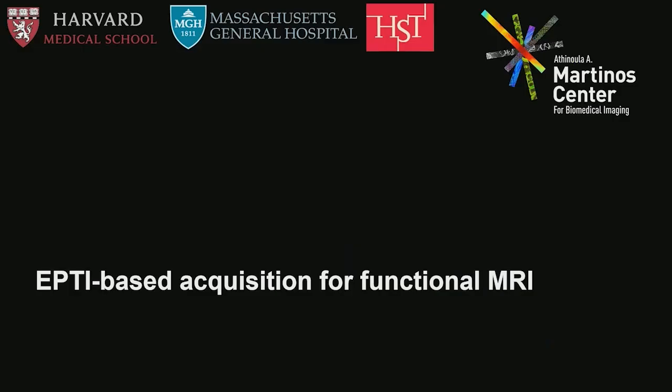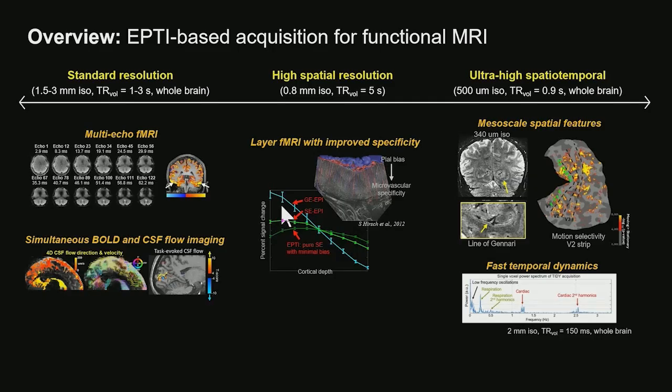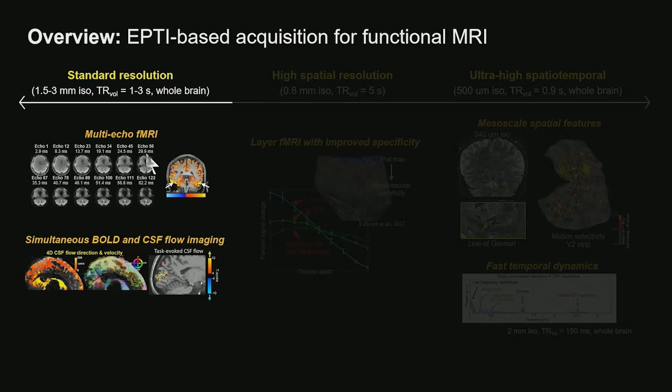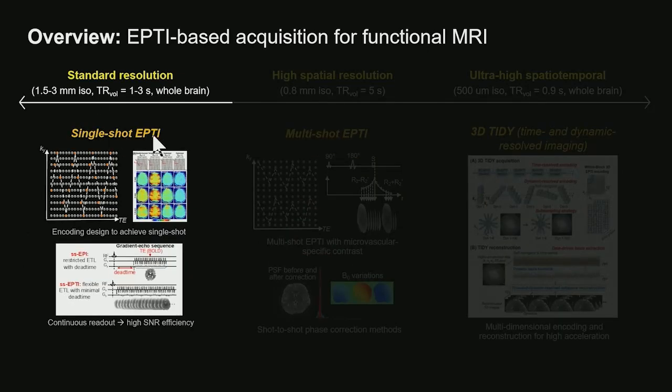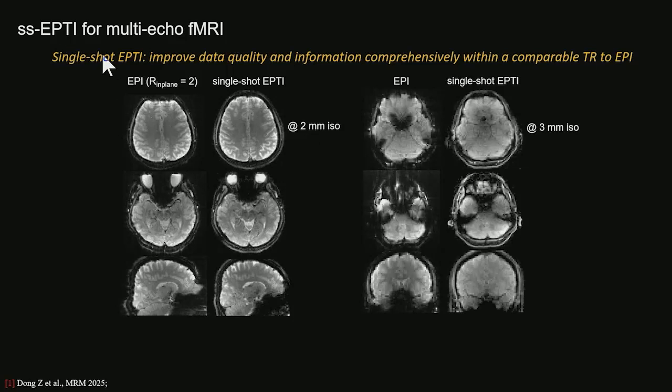So next, I want to talk about how it can be helpful for fMRI applications. First, I'll talk about a standard resolution regime for multi-echo fMRI. And this is where we use single-shot EPTI, with a single shot providing robustness to motion and physiological noise. So the goal of single-shot EPTI is to improve data quality and information content comprehensively within a comparable TR to EPI. And these are two example protocols, two different applications comparing EPI and EPTI.